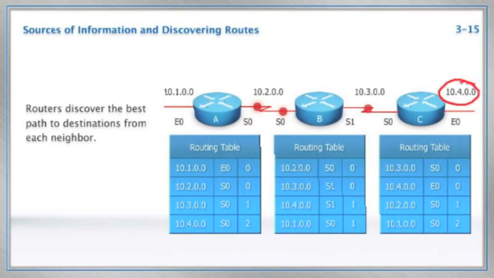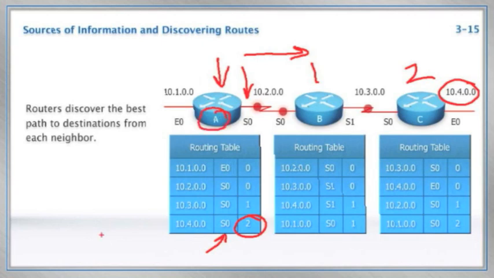10.4.0.0 is over here, and from router A's perspective, that is 2 hops away. That's the distance. And what's the vector, Victor? Well, that is the serial 0 interface. So here's the 1 hop, here's the 2 hops away, and go the serial 0 interface direction. Now you see, router A assembled that information by listening to what router B told it.